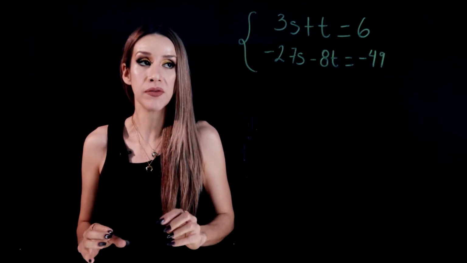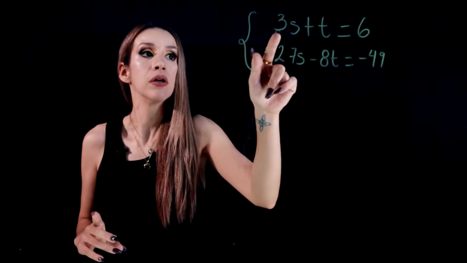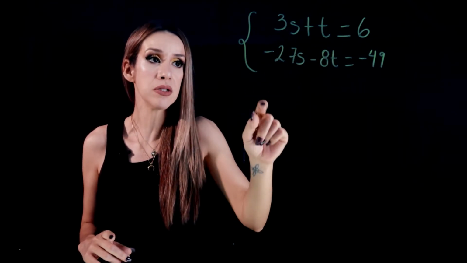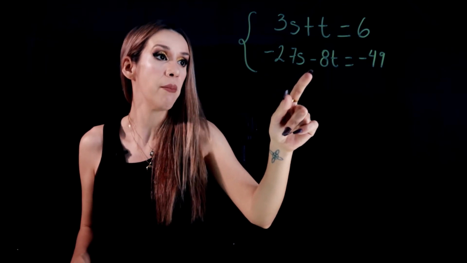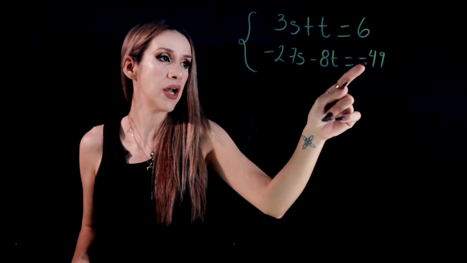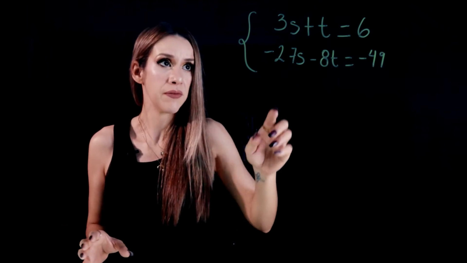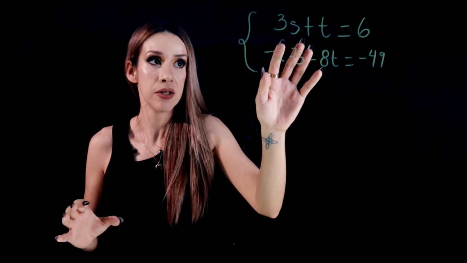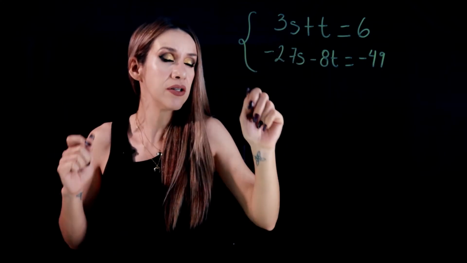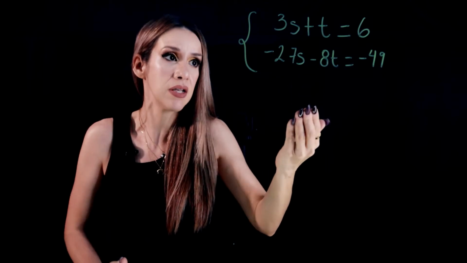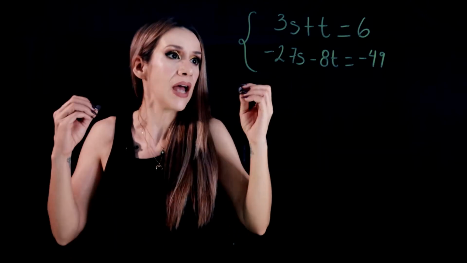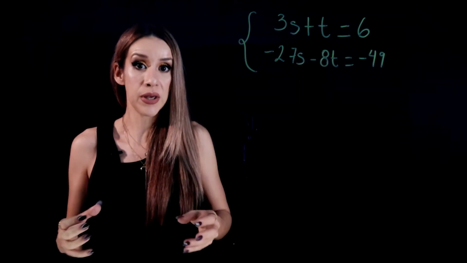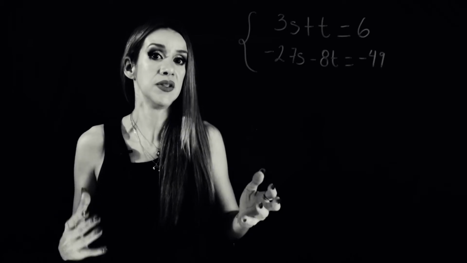For example, we have the system with these two equations: 3s plus t equals 6, and the other one is negative 27s minus 8t equals negative 49. Both equations have s and t as the variables of the system. The value of the s in the first equation is exactly the same as the value of the s in the second one. And this happens too with the value of the t in both equations. And you might be asking, why is all this important?